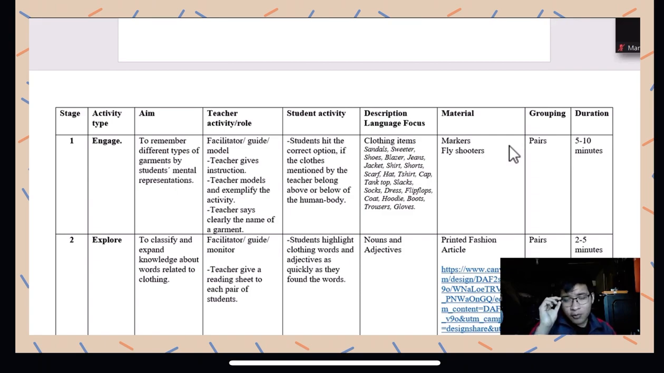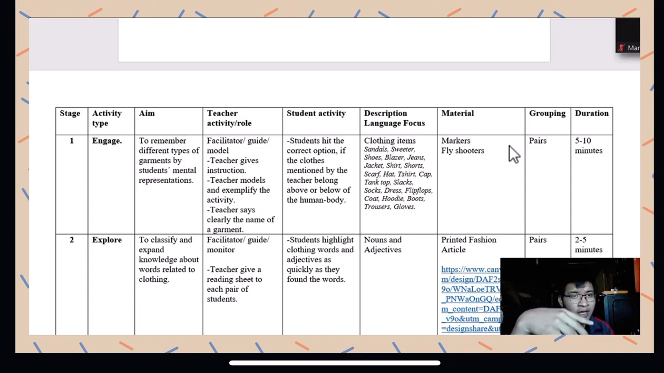So in this engage part, we are going to use the warm-up of the flyswatters. We are going to bring two flyswatters that contain the words above and below, and we will put them on the whiteboard. Then we are going to separate the classroom into groups to make them compete with each other. We are going to provide a set of words.